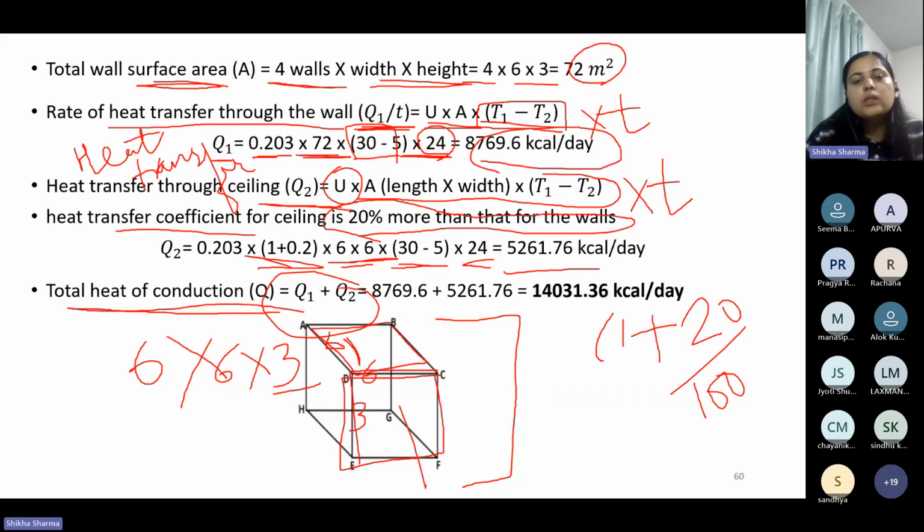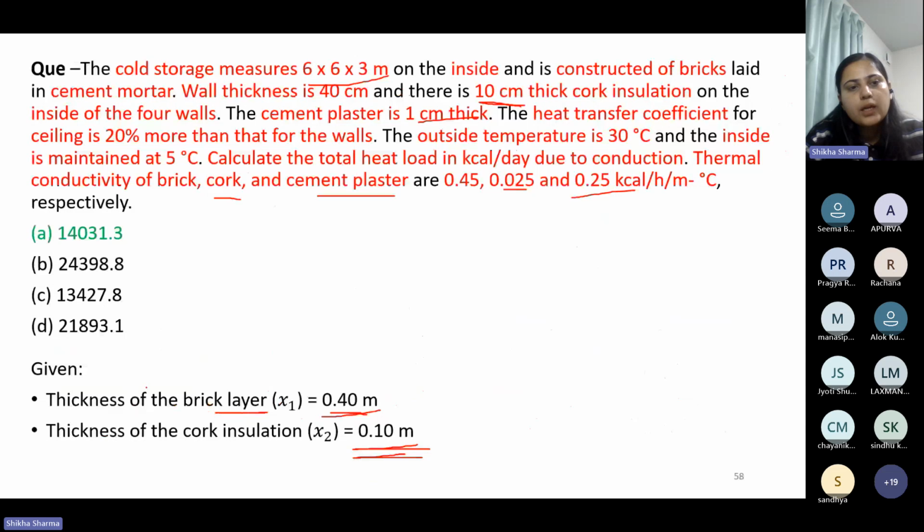Now we need to calculate the total heat of conduction, which is through the ceiling, Q2, plus through the 4 walls, Q1. This we have calculated: 8769.6 plus this value through the ceiling, 5261.76, equals 14,031.36 kilocalories per day. Is this question clear? We have option A as correct.